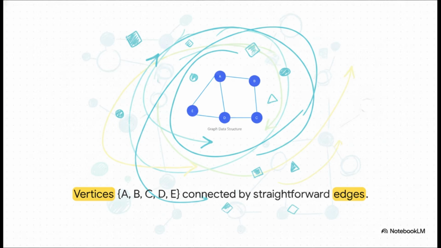Take a look at this really simple 5-node setup. You've got your vertices scattered around, A, B, C, D, and E, but they communicate through very clearly defined edges, like that direct link between A and B. It's an elegant, non-linear way to show exactly how data points interact with each other in multiple different directions.